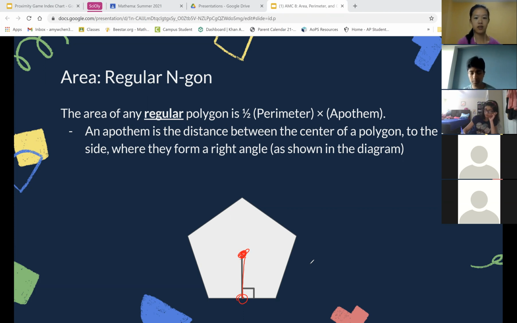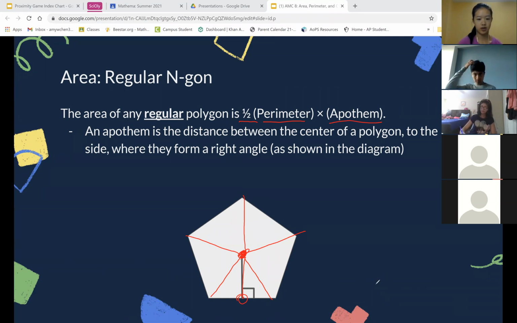So this apothem is sort of like the height, if we now split this polygon up. This apothem is basically the height for one of these 5 triangles. And so we can use that to find the area of a polygon. The area of any regular polygon is 1/2 times the perimeter of the polygon times the length of its apothem.